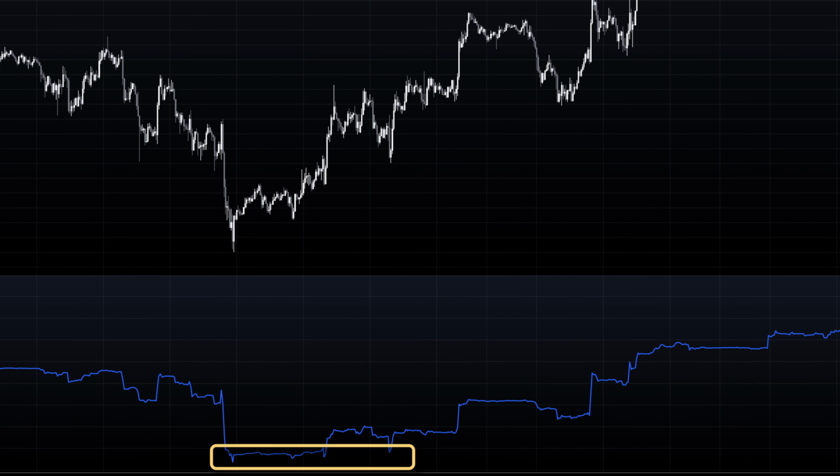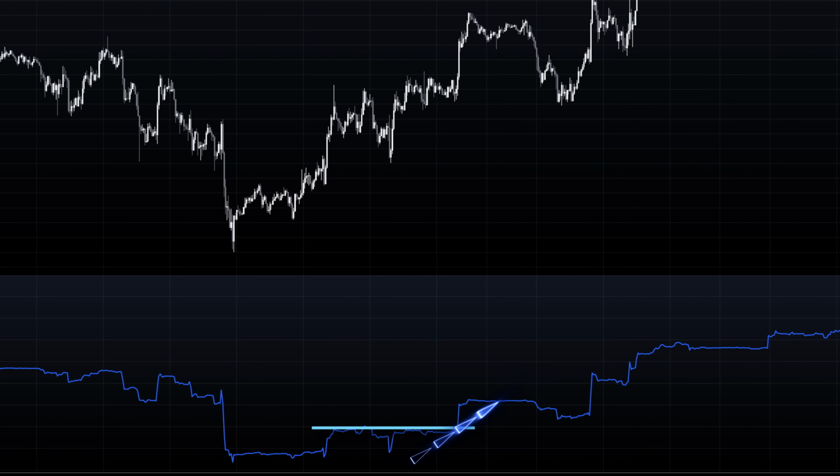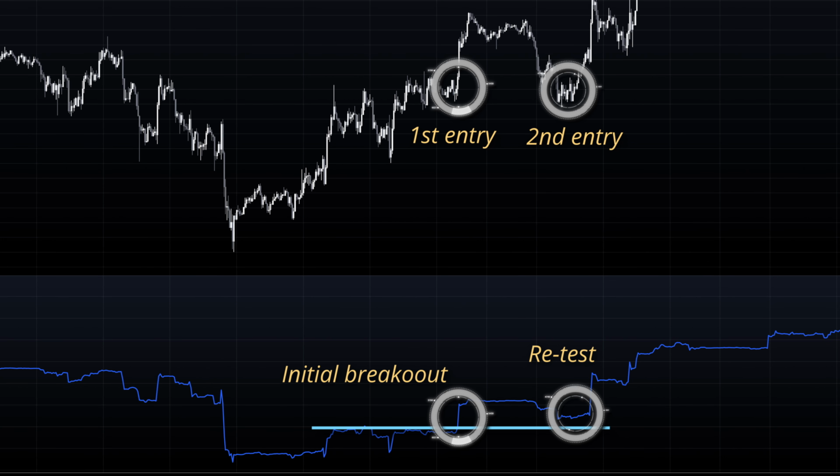In this case, draw a line where the PVT created its last high and wait for it to break. Again, it's up to you whether you enter when the line is broken or wait for a retest.